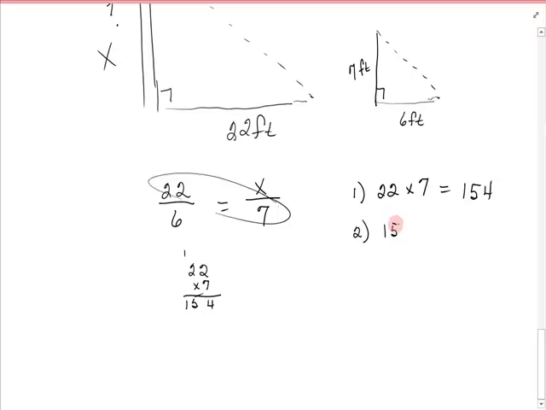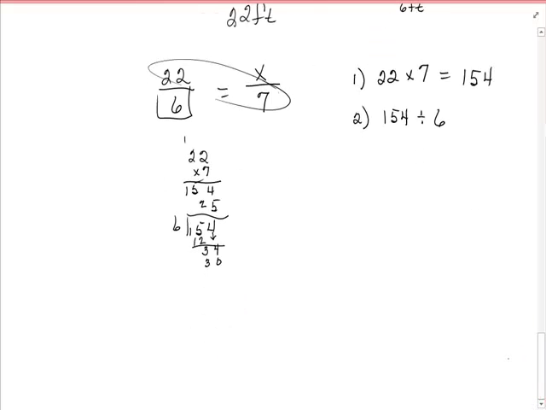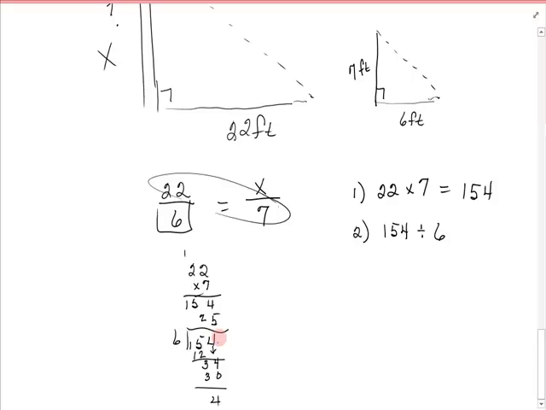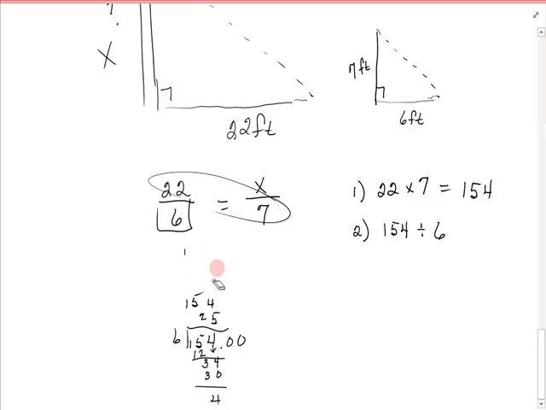Take that 154 and divide it by 6. I'm going there 2 times, that's 12. Subtract for 3, bring down the 4. It's going to go in there 5 times for 30. Remainder of 4. Let's go back up and look at the instructions. Round to the nearest tenth. Okay. I'm going to have to add some zeros to get to tenths, and I'm going to erase this part. That was my multiplication part.